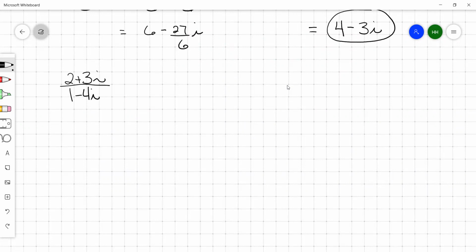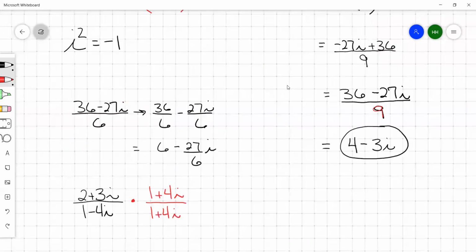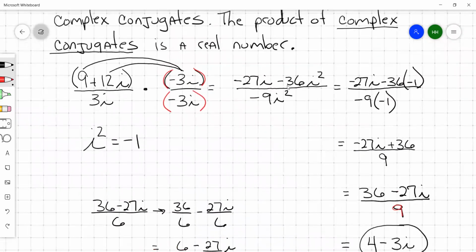Again, we're going to multiply by the complex conjugate of the denominator. So we're going to multiply the numerator and the denominator by this, by 1 plus 4i. Look what we multiplied by last time. We had a positive 3i, so we multiplied by negative 3i.